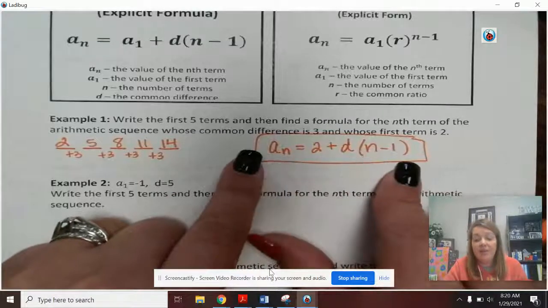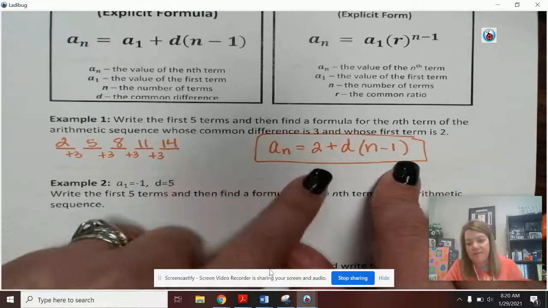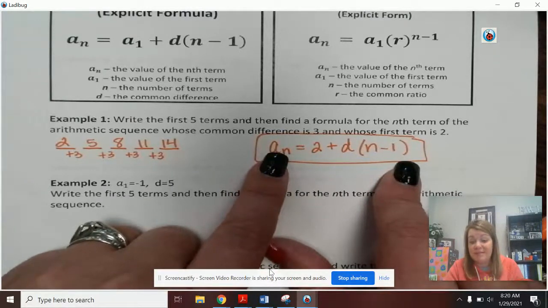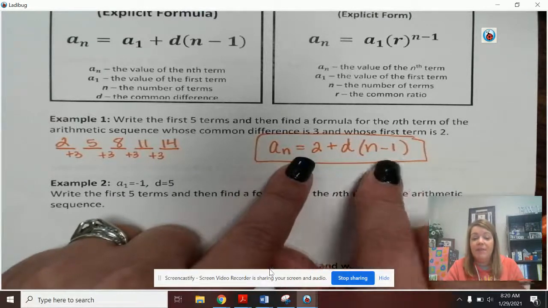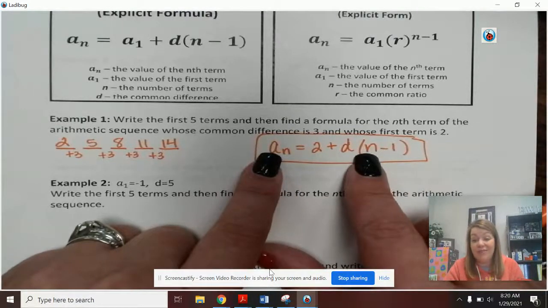So then what this formula allows us to do is, if I told you to find the 67th term, I don't want to write this out to 67 places. That's going to take me all day. All I need to do is plug 67 in for n. So a sub 67 equals, and so that would tell us the 67th term. And then we just plug a 67 in right here for n.